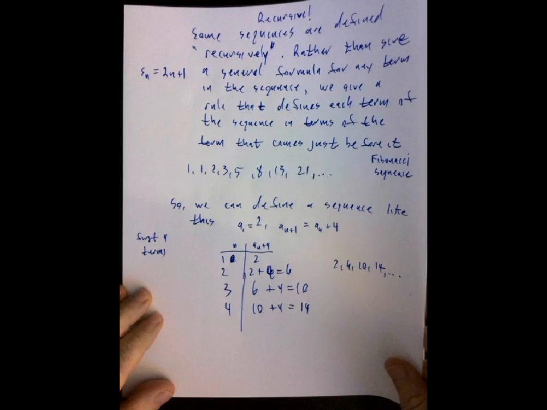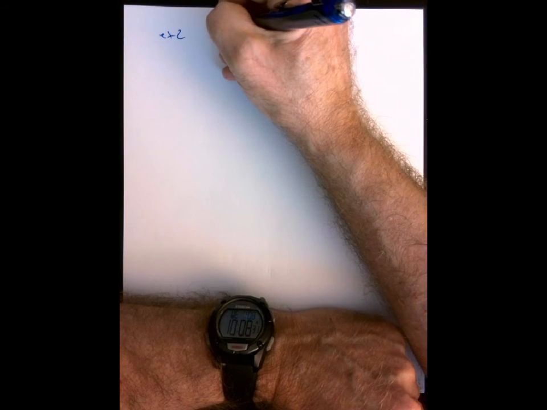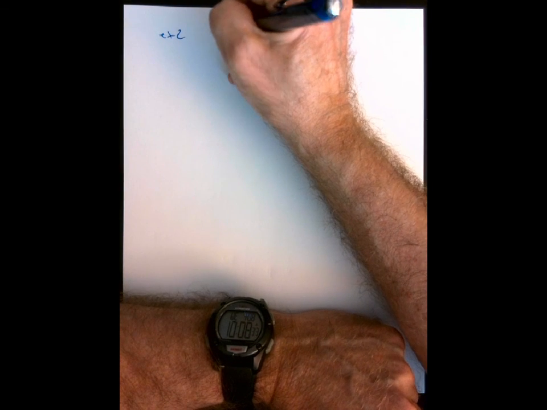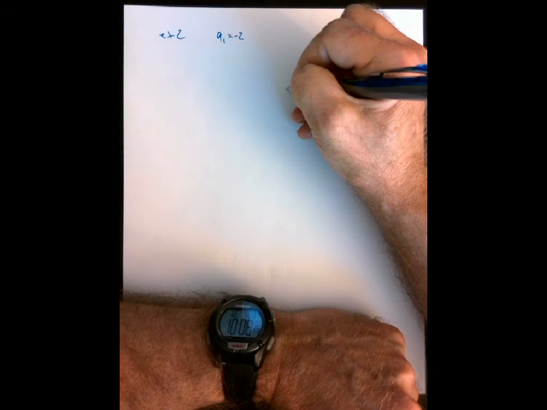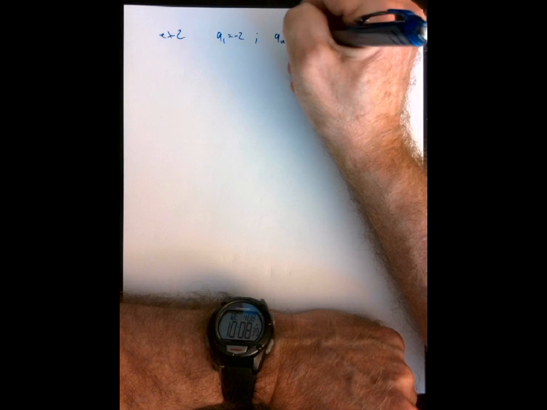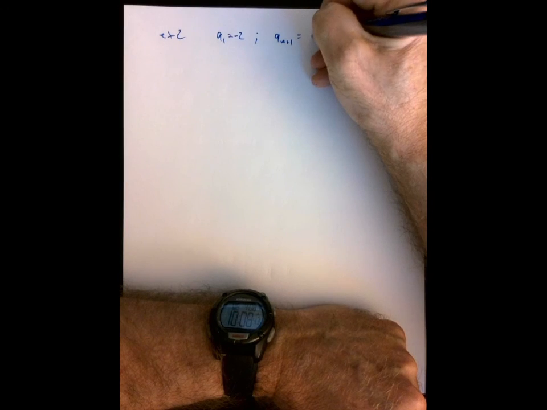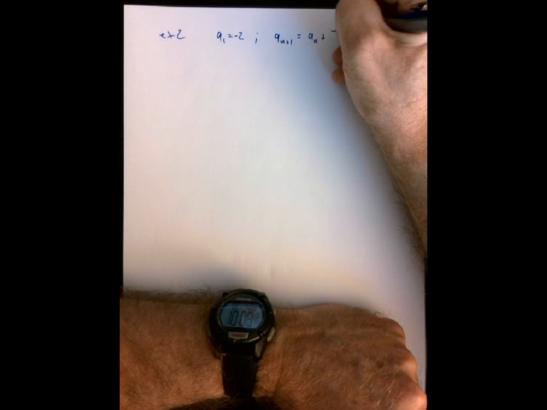Okay, so let's try another one here. This will be another example. Let's call this example 2 for recursive formulas. Let's say that the first term, a sub 1, is negative 2. And then our recursive rule is that the next term after that would be a sub n plus 7.